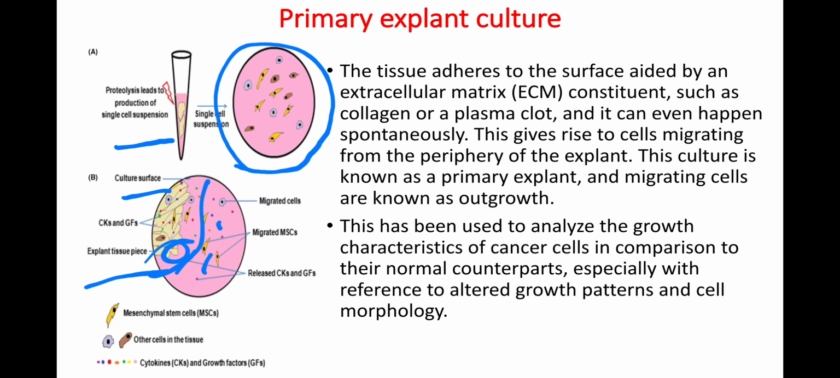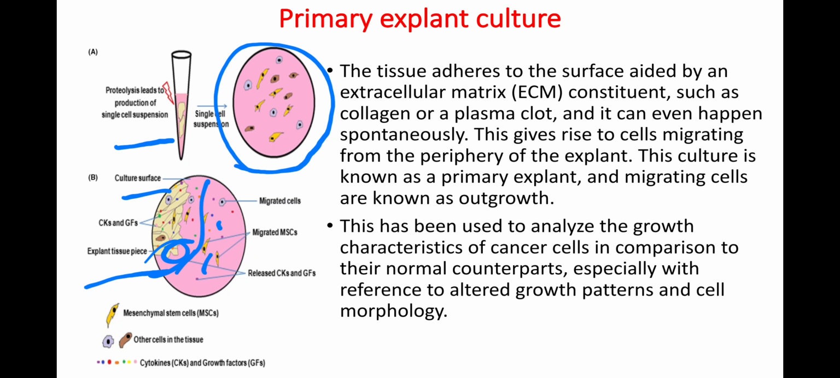Now primary explant culture is used to analyze the growth characteristics of cancer cells in comparison to their normal counterpart, especially with reference to altered growth pattern and cell morphology. That's why primary explant culture is important, because of comparing cancer cells and their normal counterpart.